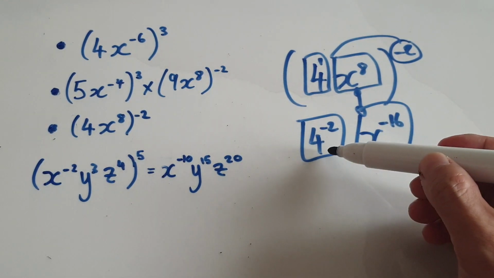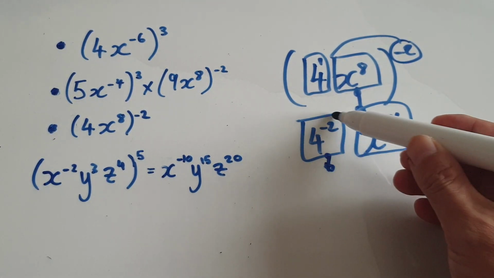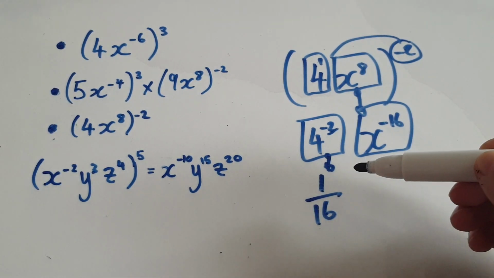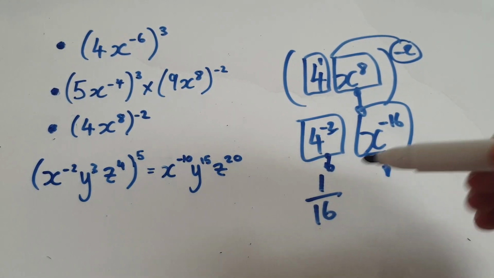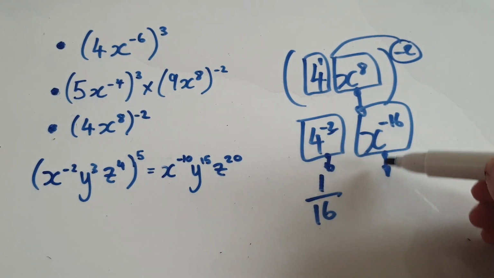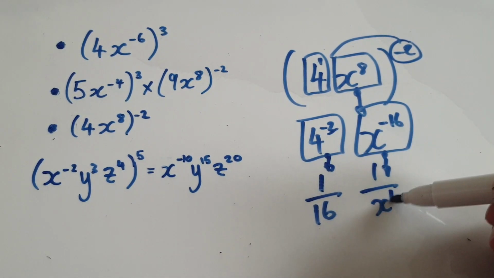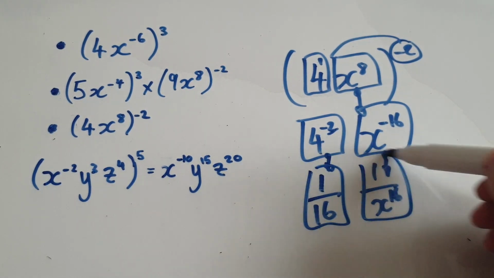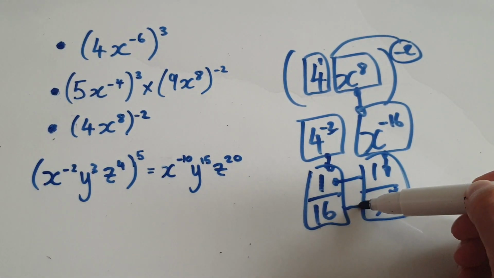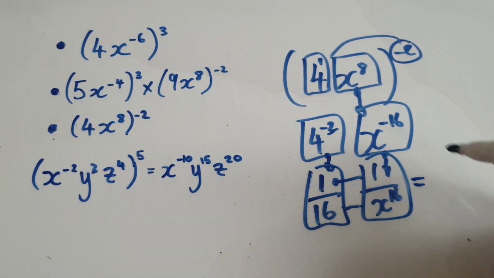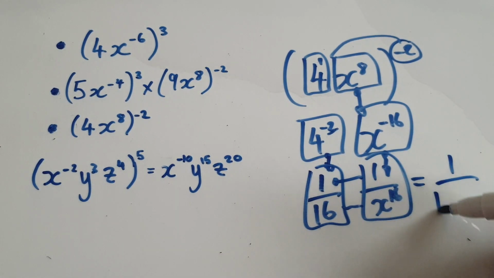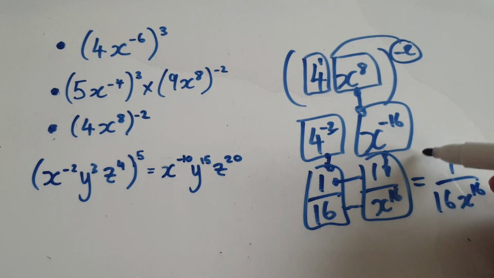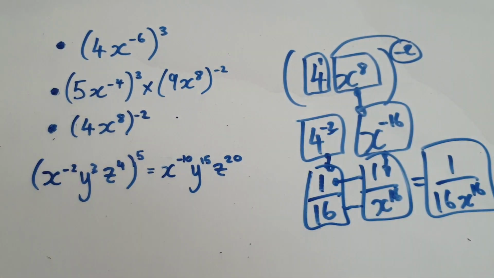So now we don't really understand what it means to have a power of a negative, so we would jump to 1 over 16. And then this thing here would be 1 over x to the power of positive 16. So now it's just two fractions. Top times top, bottom times bottom. The top times top would be 1, bottom times bottom would be 16x to the power of 16. So this is your final answer for the third one, okay?